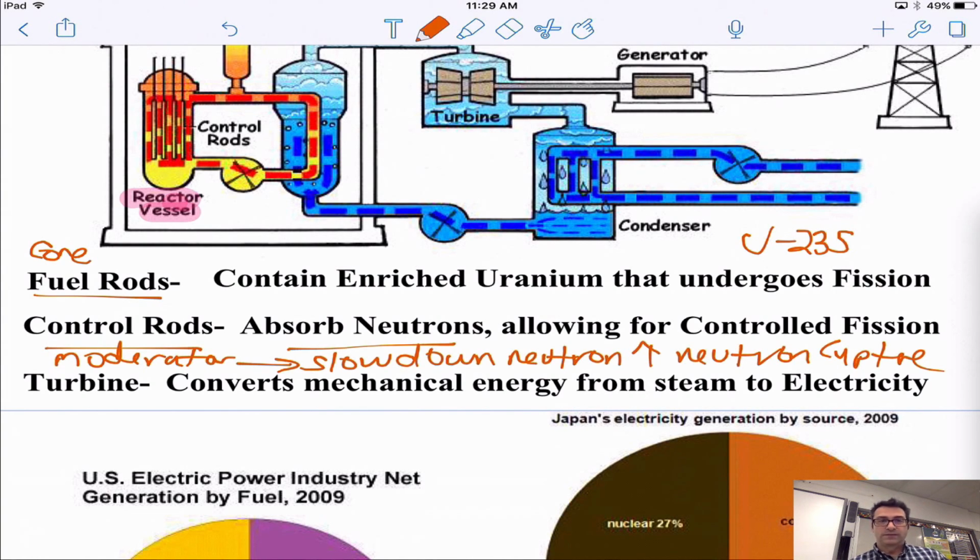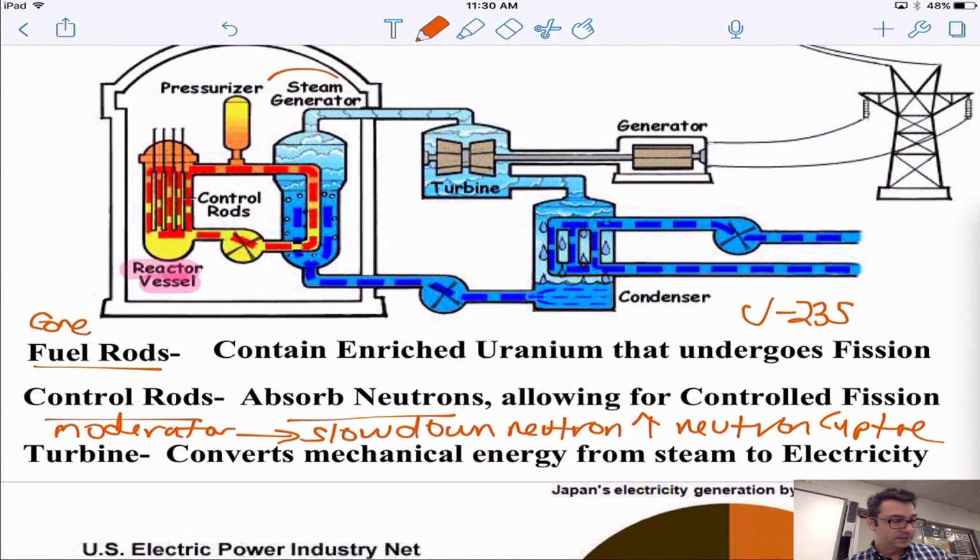Now, where does all of this energy go that's produced? Well, it goes to boil water. So they boil water, they create steam. That steam turns a turbine, which causes a generator to produce electricity, and you get your electricity. You wouldn't notice the difference if you were getting your electricity from a nuclear power plant.